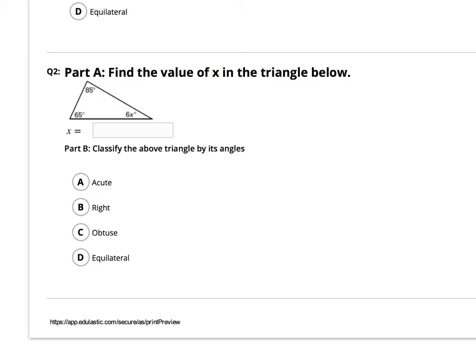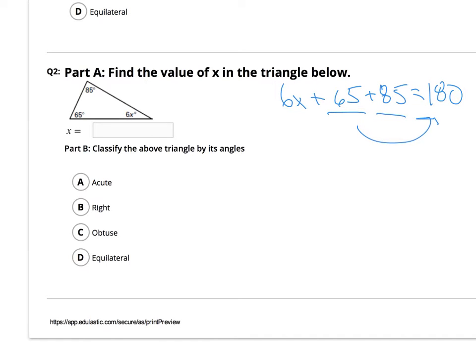Okay, question number 2. Again, we're finding the value of x. There's a part A and a part B. Again, to find the value of x, we're going to go similar to what we did in number 1. Okay, you've got 6x plus 65 plus 85. Set that all equal to 180 degrees because that's how many degrees are in a triangle. Don't forget to combine your like terms first before you go moving them over to the other side.